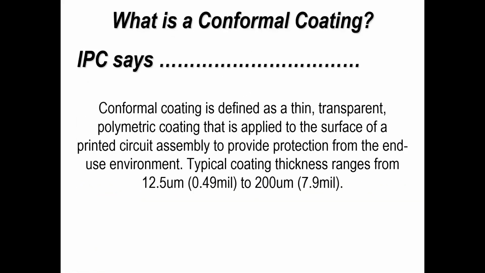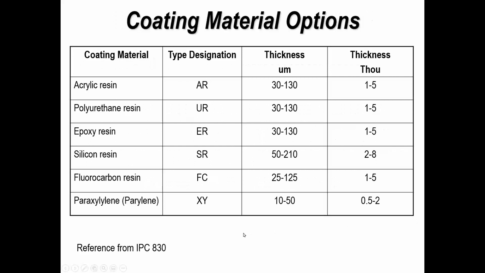Now, conformal coatings, as defined by the IPC, is a coating which is thin, transparent. It can be a polymeric material that's applied to the surface of the board and the components and their terminations, and typically may range from 12 to 200 microns in thickness. So that is generally the statement within the IPC standards. And of course, you don't necessarily need to have such a thick coating, but perhaps the minimum coating is what you might need for most applications.